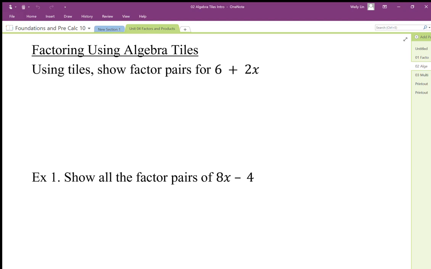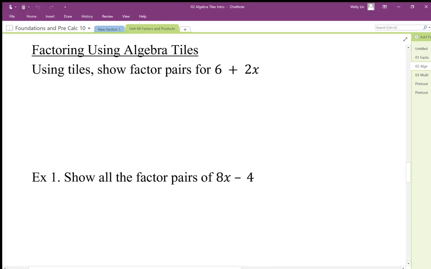What we want to end up doing in this unit is factoring. This is kind of the main idea of this unit. So we want to factor. Factoring really means that we want to put them into rectangular shapes. So we want to be able to, using the tiles, show the factor pairs of 6 plus 2x. We can factor this without algebra tiles, but what does this look like with algebra tiles?